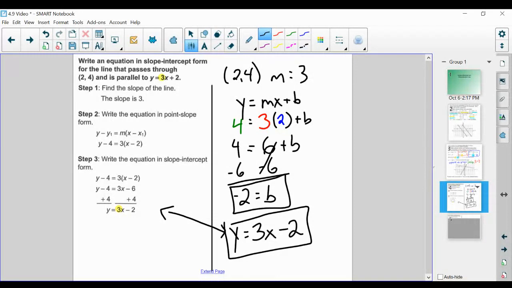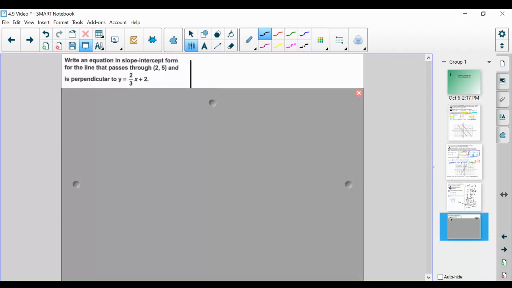Whichever way you go about it, whether you're using point-slope form or slope-intercept to solve for the intercept and piece it all together, you should still get the same answer, bearing that you did the algebra correctly. Awesome. So that's how we write an equation that's parallel. Now let's talk about how to write an equation that goes through a point and is perpendicular.